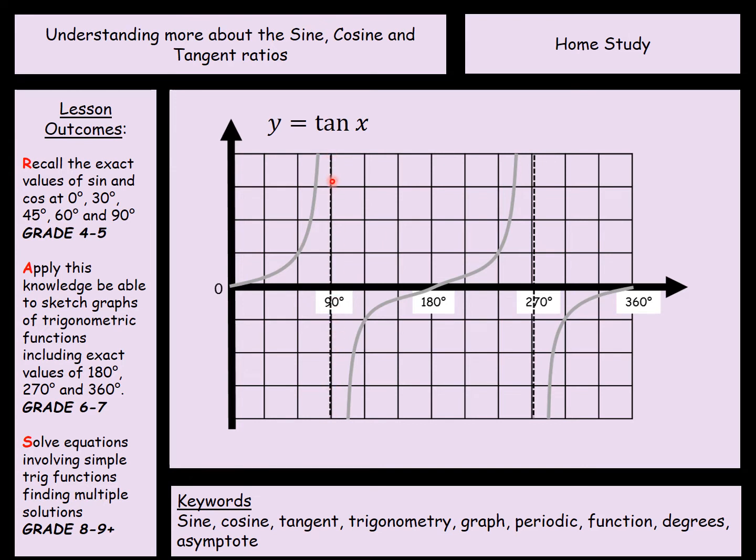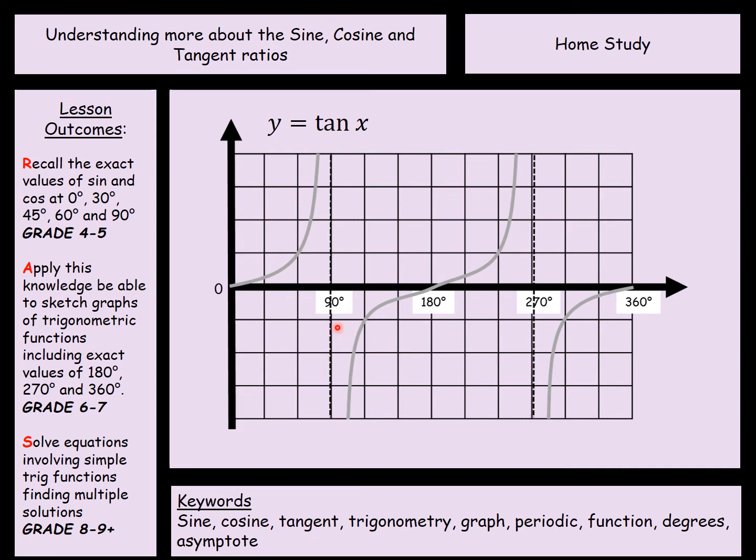Now an asymptote is a line where the graph tries to get as close and close as it can, but never quite gets there. So we've got these things called asymptotes in the tan graph. We need to make sure that we've got those in fairly clearly if we're drawing it out.